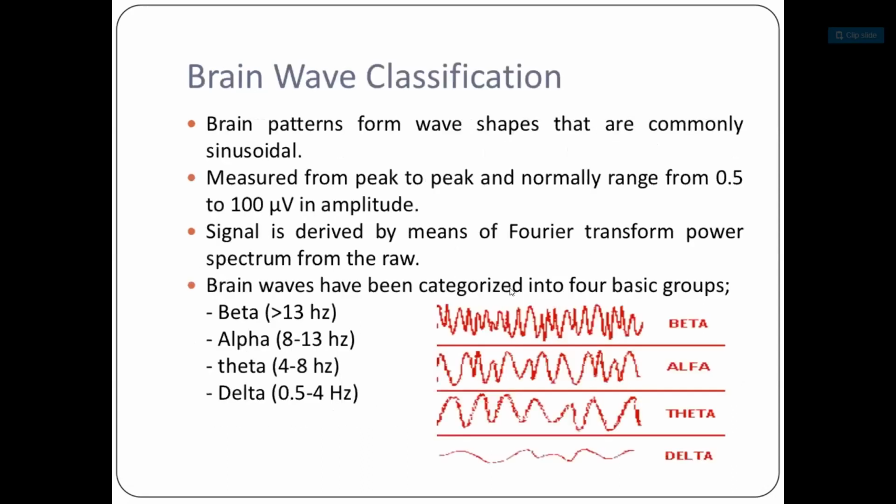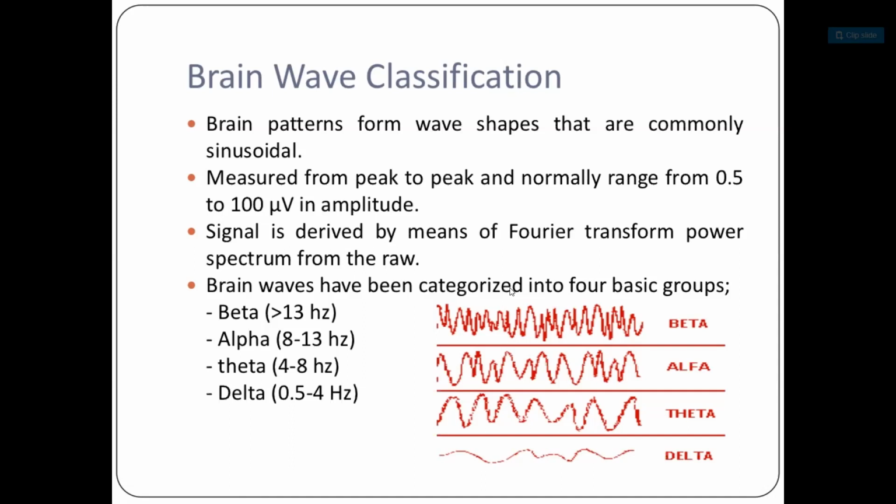Now we have brainwave classification. As I said, there are different types of waves. Brain patterns form wave shapes that are commonly sinusoidal, measured from peak to peak, and normally range from 0.5 to 100 microvolts in amplitude. The signal is derived by means of a Fourier transform power spectrum from the raw signal.